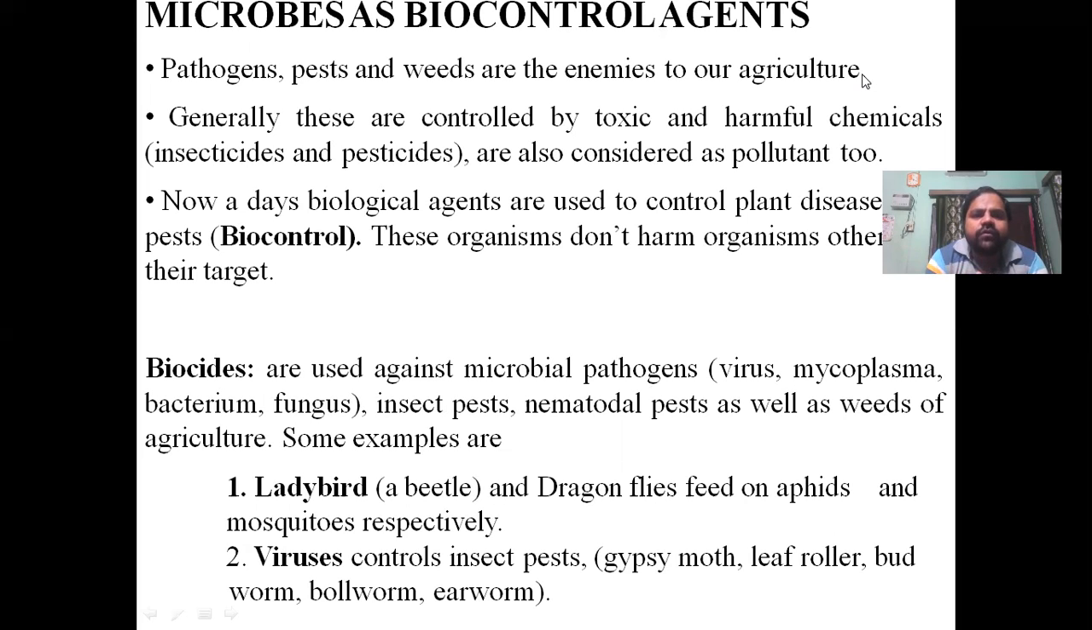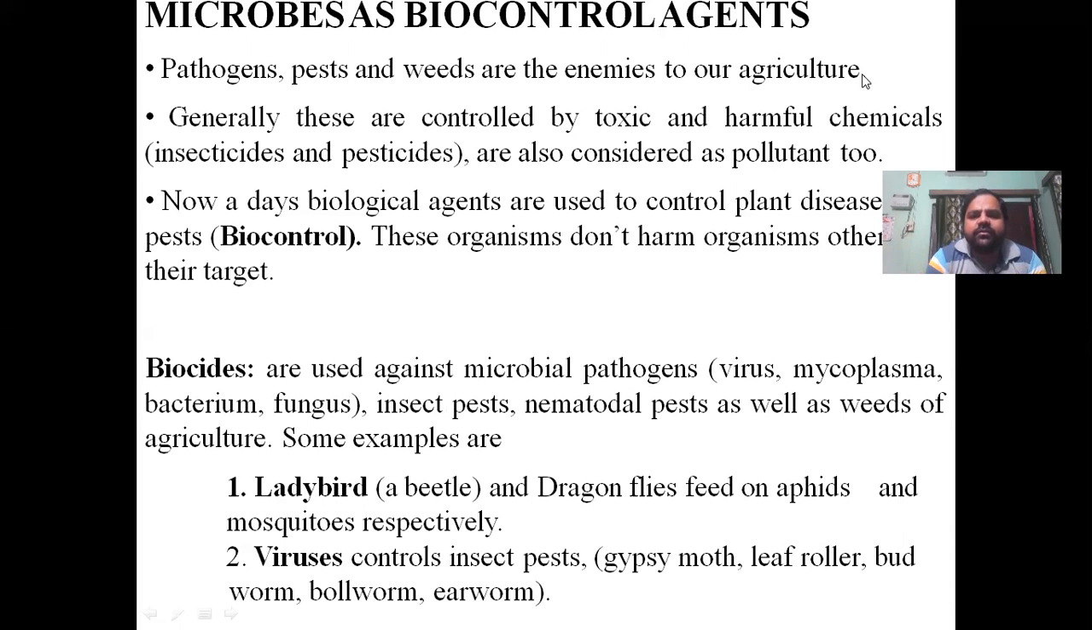Now we will see the use of microbes as biocontrol agents. As we know, pathogens, pests and weeds are very harmful to our agriculture industry, and generally these are controlled by toxic and harmful chemicals such as insecticides and pesticides, which are also considered pollutants. It means these are toxic materials we use to kill pathogens and pests and to remove weeds, but they are also harmful to our soil and our environment.